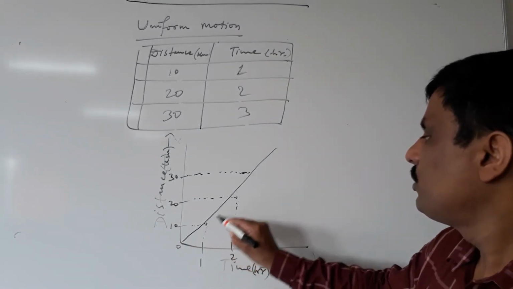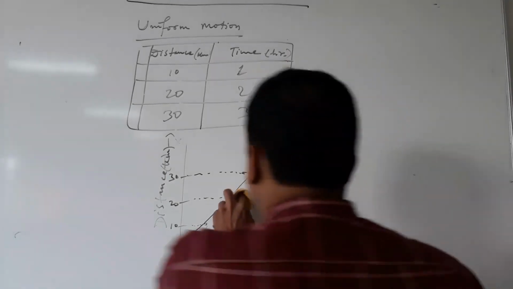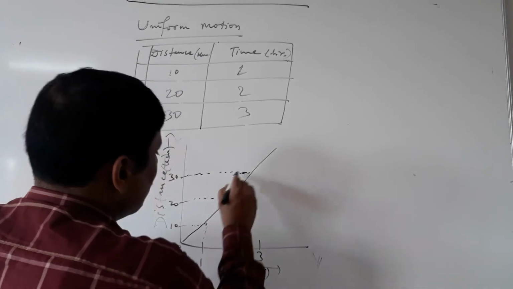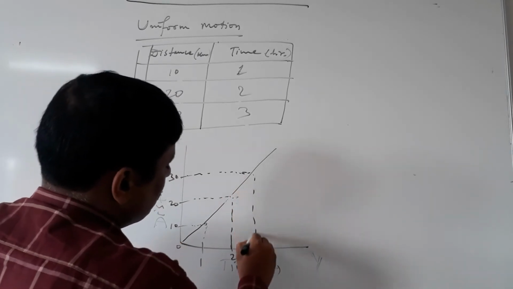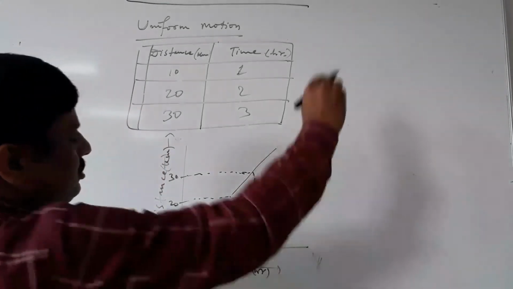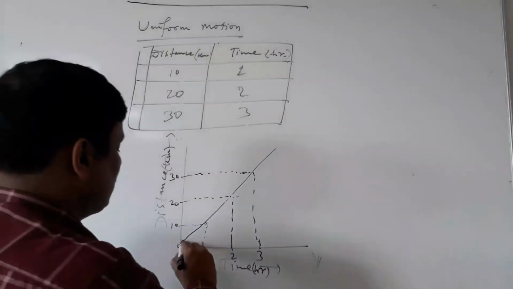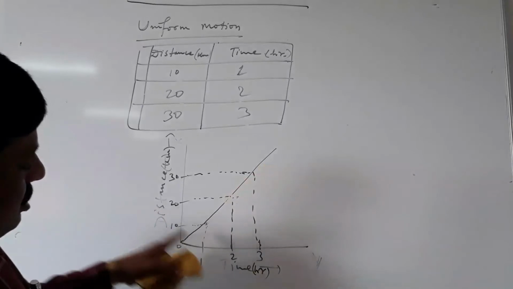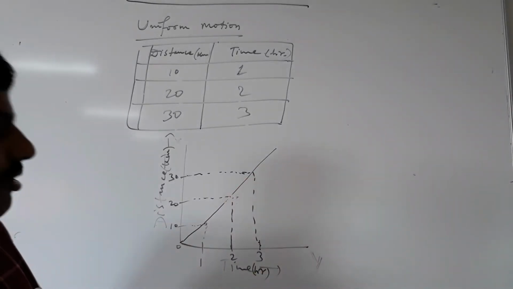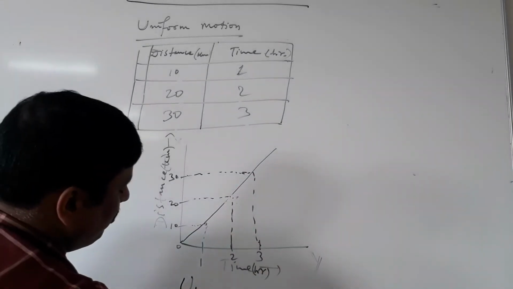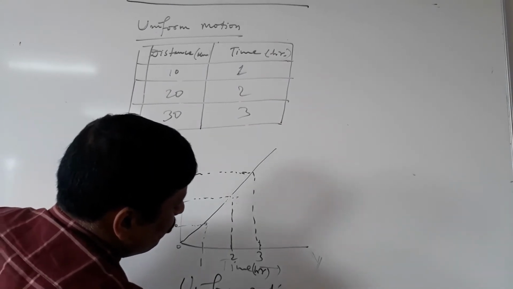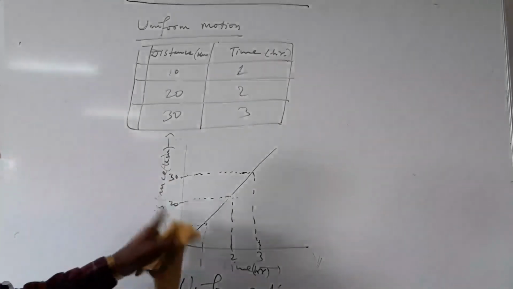A straight line will be shown here. By using a scale, you draw. A straight line will become. This straight line in distance time graph shows uniform motion. You write here uniform motion. This graph shows uniform motion.